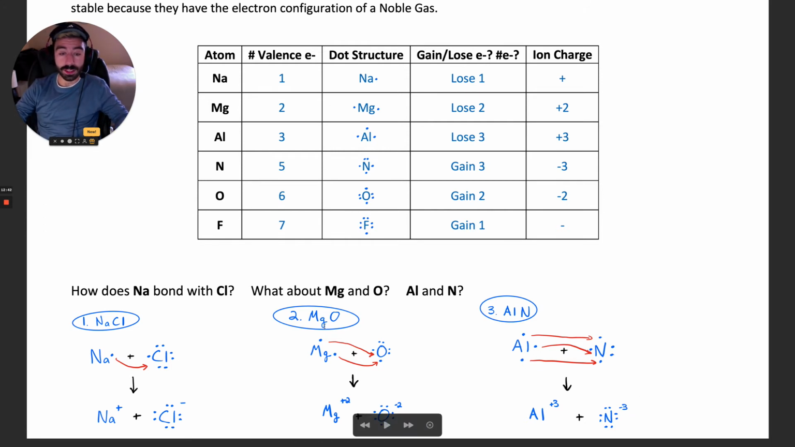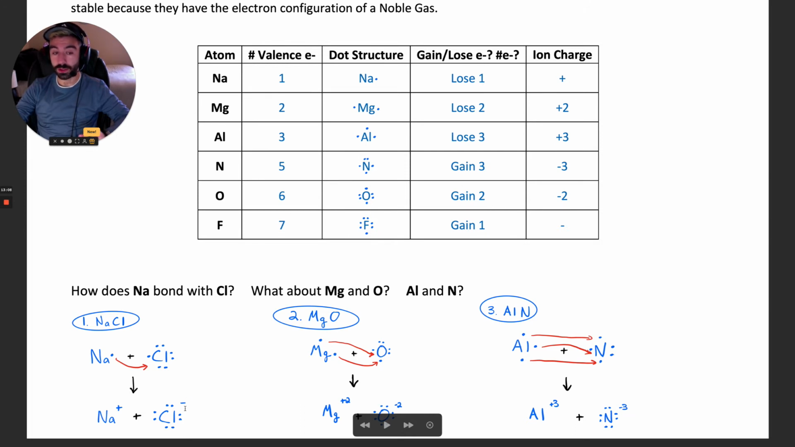Now what we could see, and I don't have this on here, I talked about this in class with the worksheet, but I wanted to include it in the video. What if we had magnesium and chlorine? Because chlorine needs 1, but magnesium wants to get rid of 2. In that case, since chlorine forms a charge of -1 and magnesium forms a charge of +2, we would actually see 1 magnesium bonding with 2 chlorines.